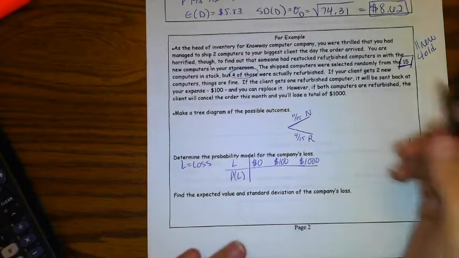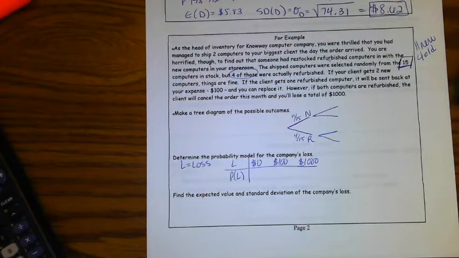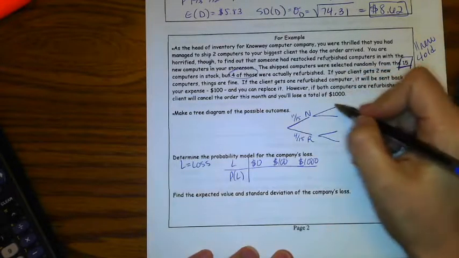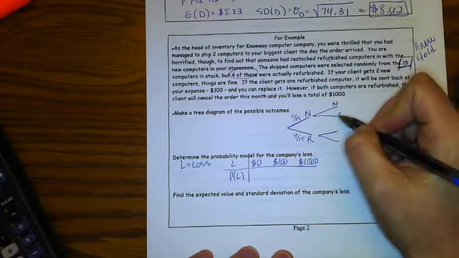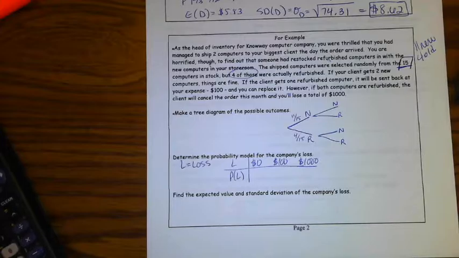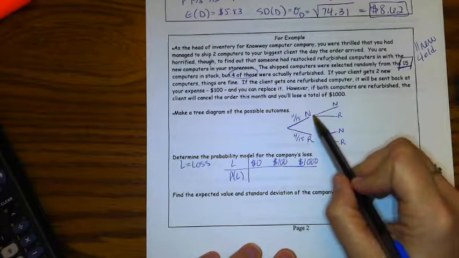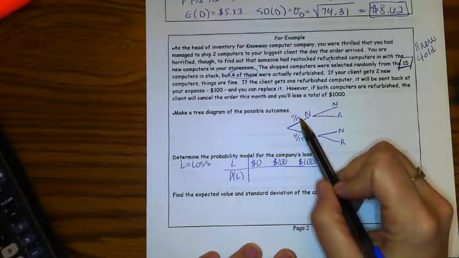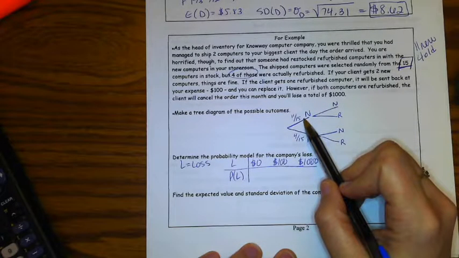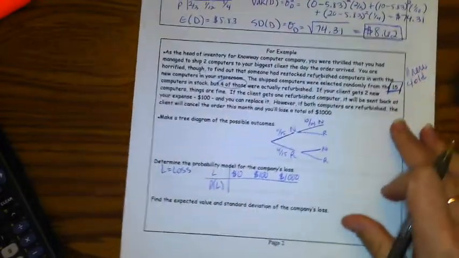Now the second computer could have 4 basically potentials. It could be new or refurbished if the first one was new, or it could be new or refurbished if the first one was refurbished. So you have 4 scenarios going on here now. Now these are conditional probabilities. So this is the probability of the second one being new, knowing the first one was new. So you already gave away a new computer, there's only 10 left and 14 total now.